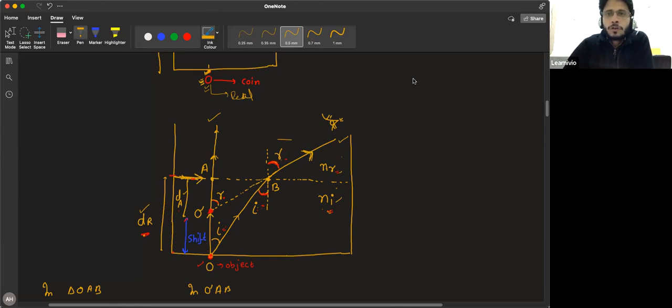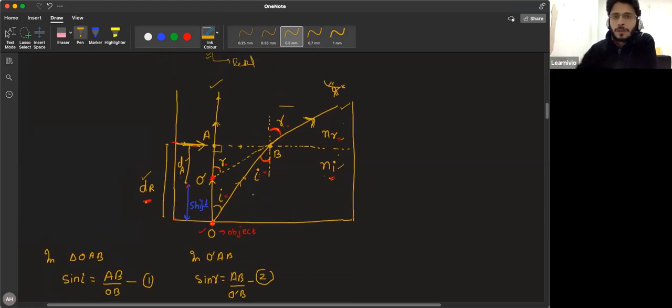Okay. So see this triangle OAB. This OAB is a right angle triangle. Anshika, what is sin i in this triangle? In triangle OAB, I need sin i in terms of the ratio of sides. What is sin i? Sir, AB upon BO. Right. Sin i is perpendicular upon hypotenuse. So perpendicular is AB, hypotenuse is OB. So this is AB by OB.